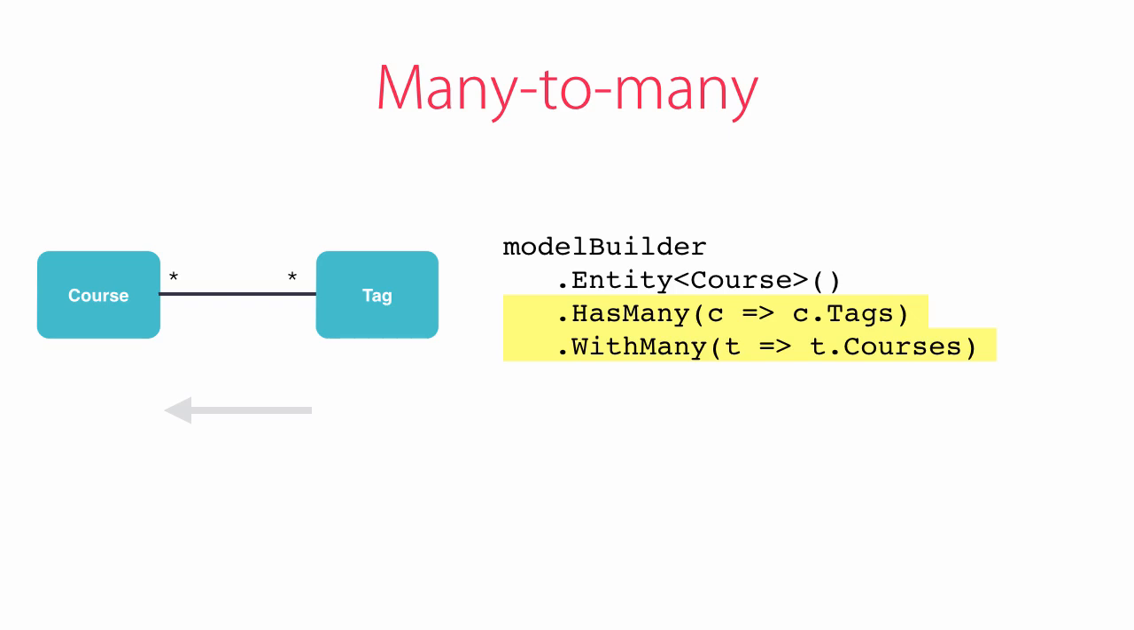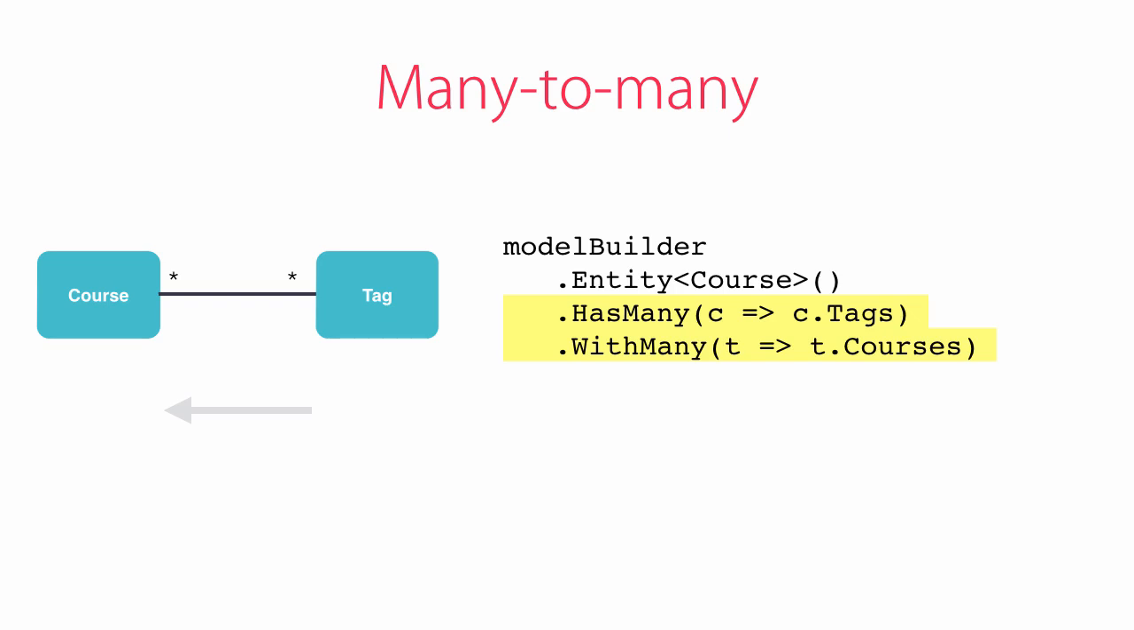Now the interesting thing here is, even if we don't write this configuration, Entity Framework can infer, based on the associations between these two types, that this relationship is a many-to-many relationship. So you might ask, then why do we have to write all this code? You would write it only if you want to supply additional configuration for this many-to-many relationship.